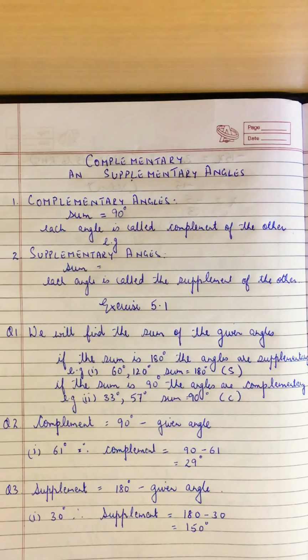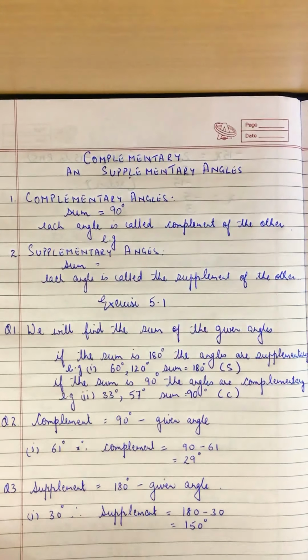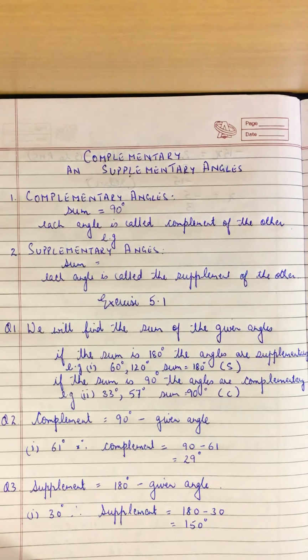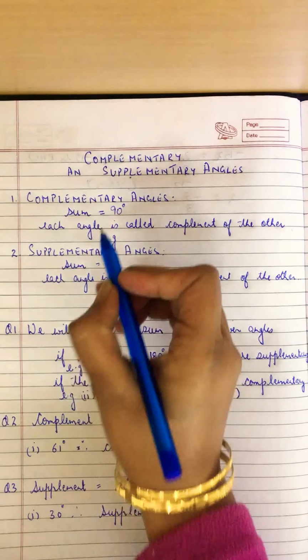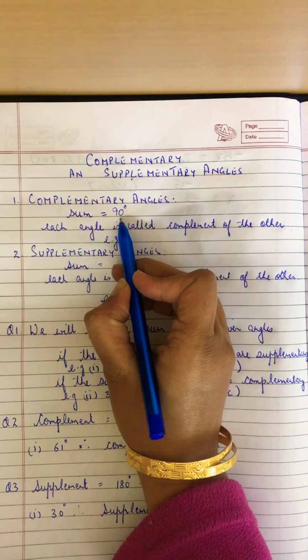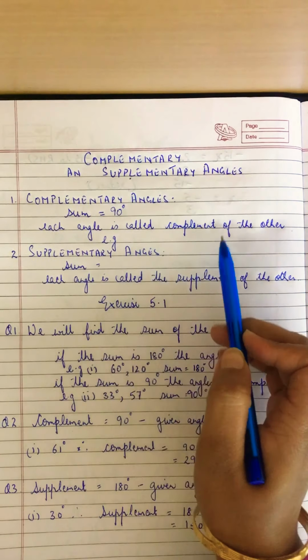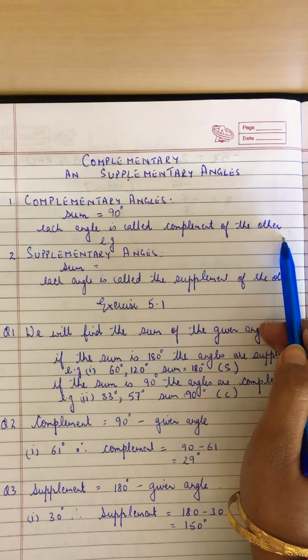So here I am again with another video on complementary and supplementary angles. To begin with, complementary angles. When the sum of the measure of two angles is 90 degrees, the angles are said to be complementary angles. This means that each angle is called the complement of the other.